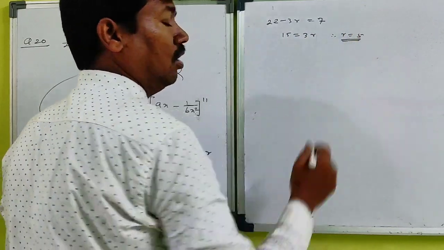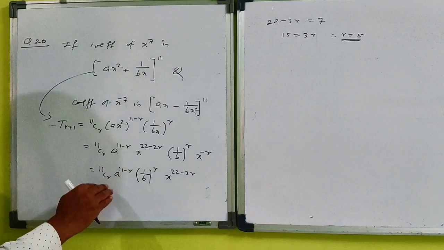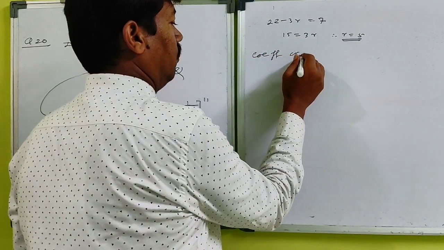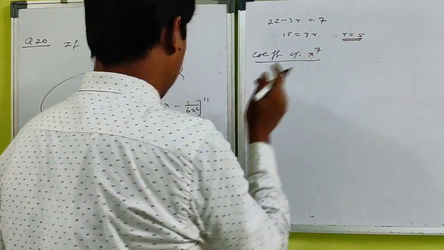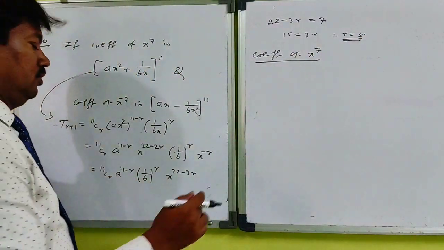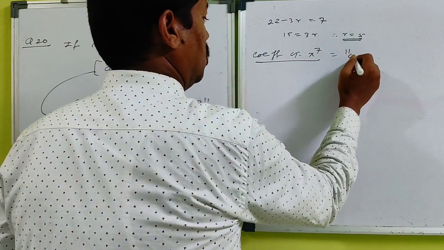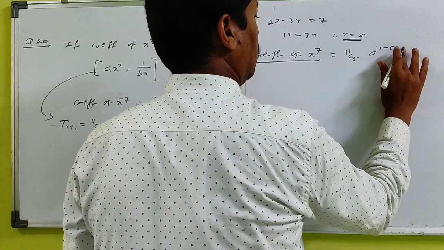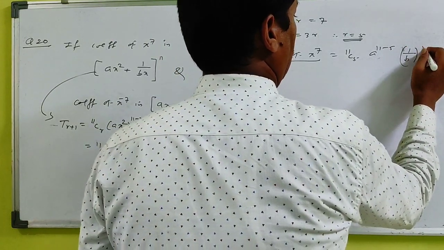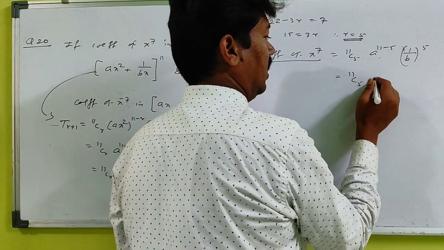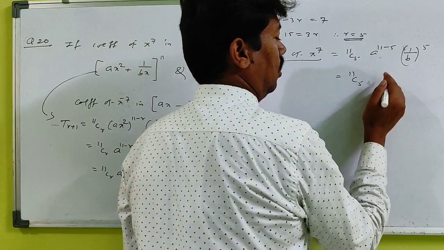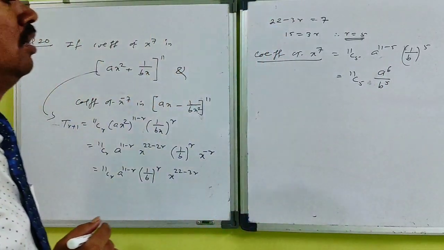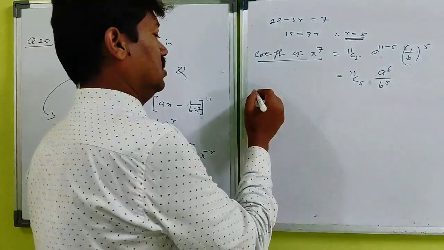That becomes 15 equals 3R. Therefore, R should be equal to 5. Substituting back, the coefficient of x raised to 7 will be, putting R equal to 5, 11C5 A raised to 11 minus 5, times 1 upon B raised to 5, that is 11C5 A raised to 6 upon B raised to 5. So that is the coefficient of x raised to 7 in this expression.